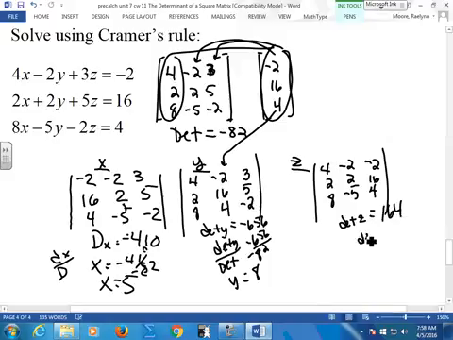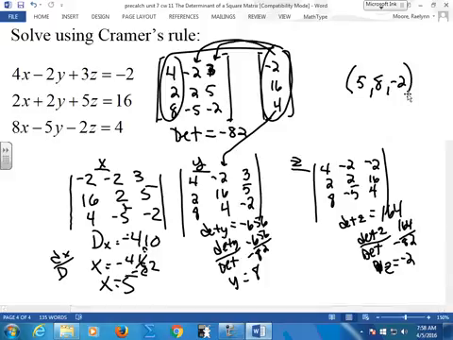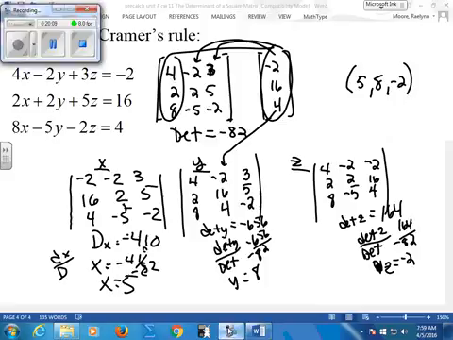So we get 164. So we get 164 over negative 82, and z is equal to negative 2. So your solution is 5, 8, negative 2. A little different, but it makes good use of a determinant. So you saw a determinant used to do the area of a triangle and to solve systems of equations. These are pretty powerful. We do inverses to solve the systems of equations.